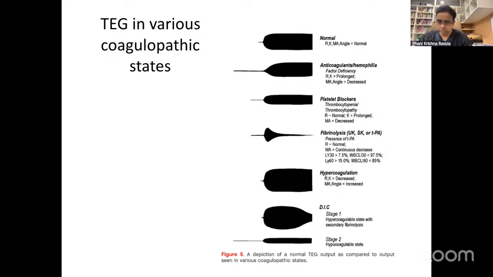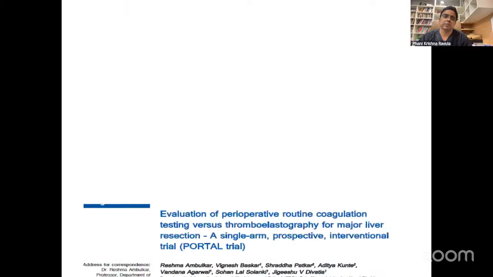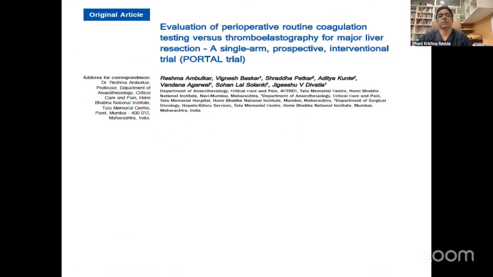On the fifth graph, we can see increased coagulation activity. That's called a hypercoagulable state. On the sixth graph, there is lysis, but the patient has a hypercoagulable state. It's seen in DIC stage 1. In DIC stage 2, we get a completely hypocoagulable graph. So these are the TEG tracings in various coagulopathic states.